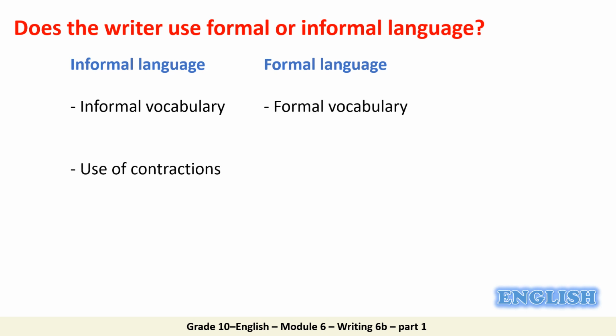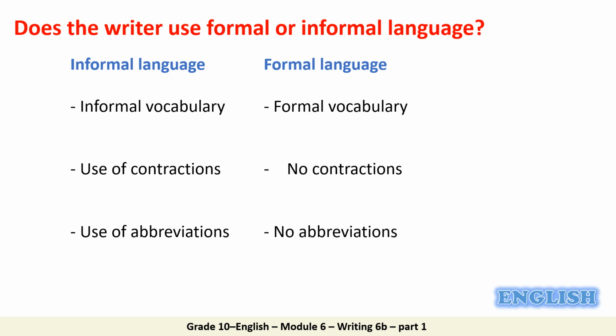In the informal language, we have the use of contractions, but in the formal language, no contractions. Also, we have the abbreviations in the informal language. In the formal language, no abbreviations. And finally, informal linkers for informal language. But in the formal language, of course, we have formal linkers.